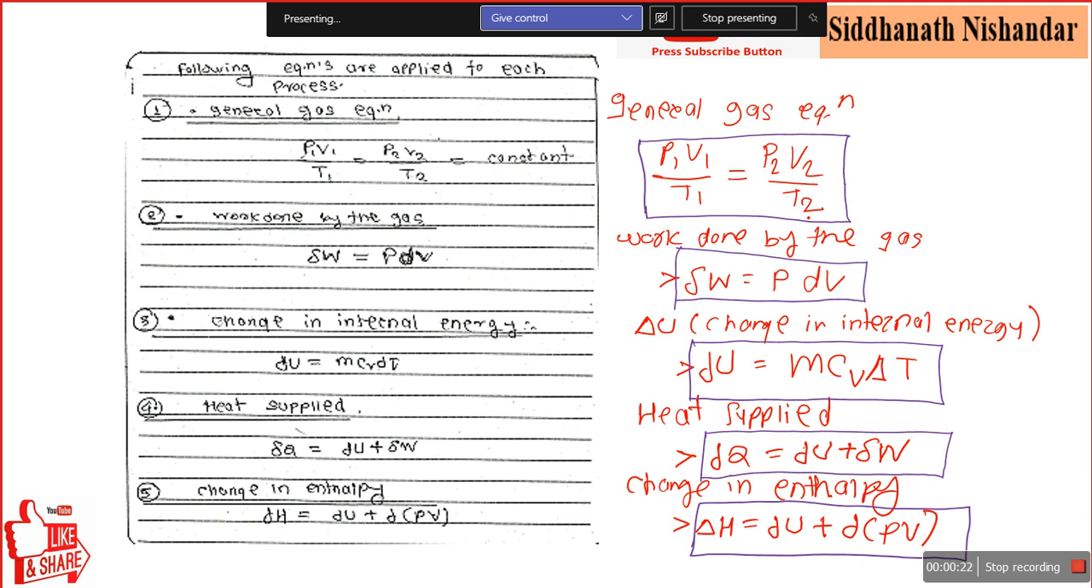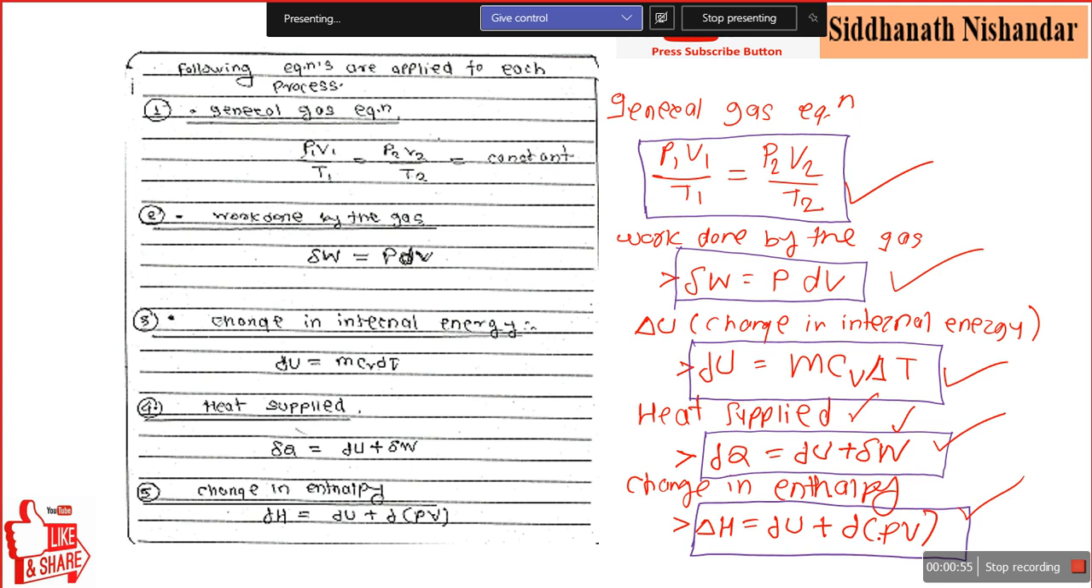If we see here, the general gas equation is P1 V1 upon T1 is equal to P2 V2 upon T2. The work done is the product of P into change in volume. Change in internal energy is mcv delta T. Heat supplied is the algebraic sum of change in internal energy plus work done, the two formulas that we previously calculated. Just the summation of these two formulas gives heat supplied, and the change in enthalpy is the algebraic sum of internal energy and flow work.